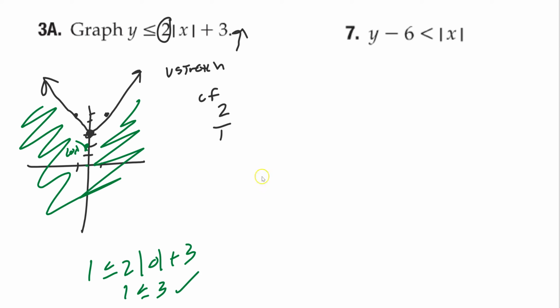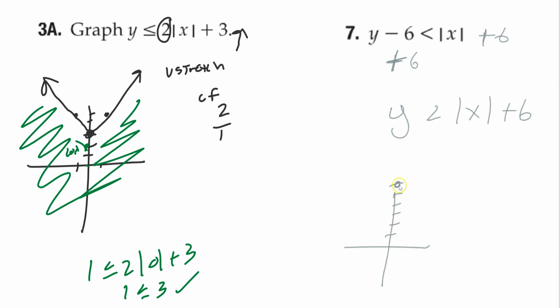Next one real quick. First step is go plus 6. Get the y by itself. So y is less than absolute value x plus 6. On a graph that, go to 6. Shift to slope of 1 and 1, so kind of like normal. And less than, so shade below.